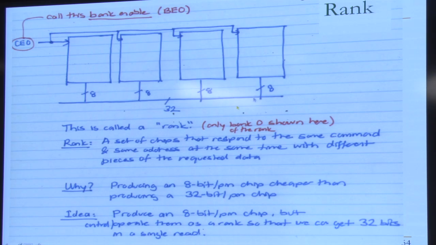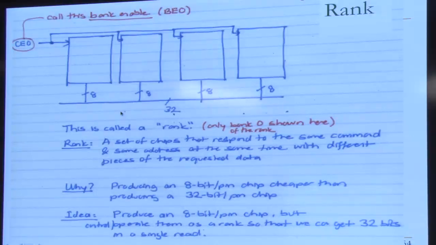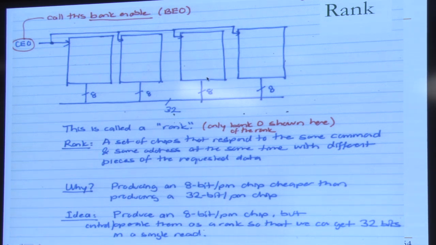And you aggregate them and get the 32 bits that you need. And imagine these to be different chips. And this is called a rank. So each chip, let's say, has multiple banks, but we're looking at bank 0 over here. And a set of chips that respond to the same command and same address at the same time with different pieces of requested data is called a rank. Does that make sense?